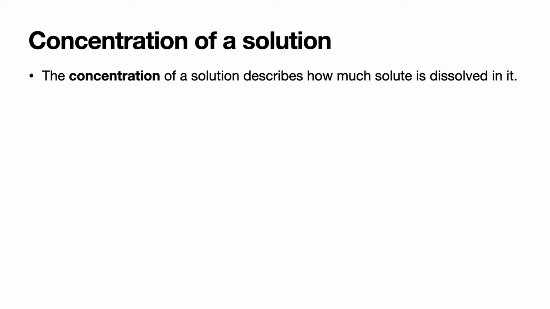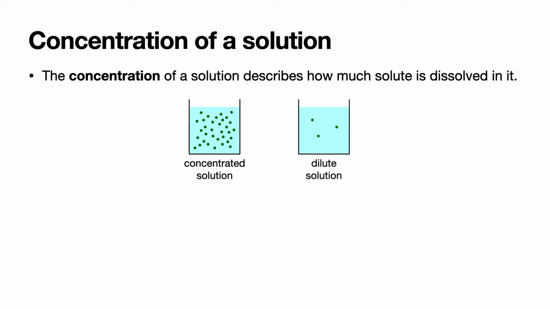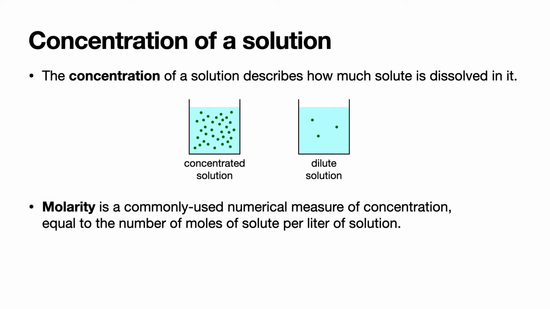And qualitatively, we can say that a solution that has a lot of solute dissolved is concentrated. A solution that has relatively little solute dissolved is said to be dilute. And last time we introduced a way to express the concentration numerically using a concentration scale called molarity. Molarity is a very commonly used numerical measure of concentration.